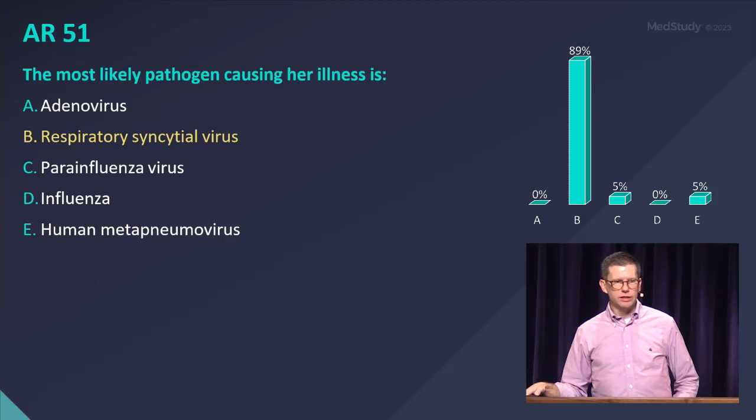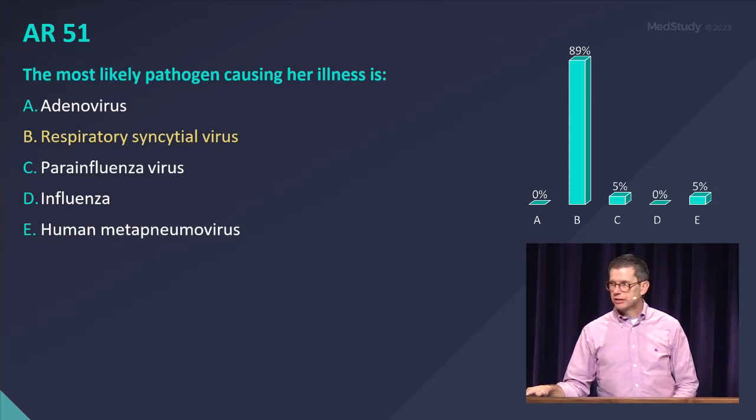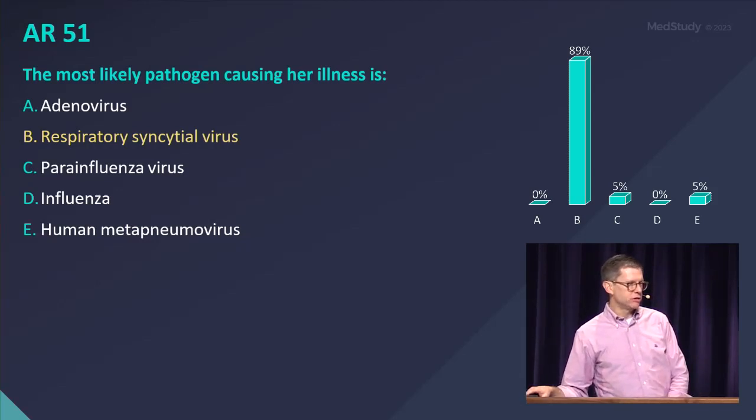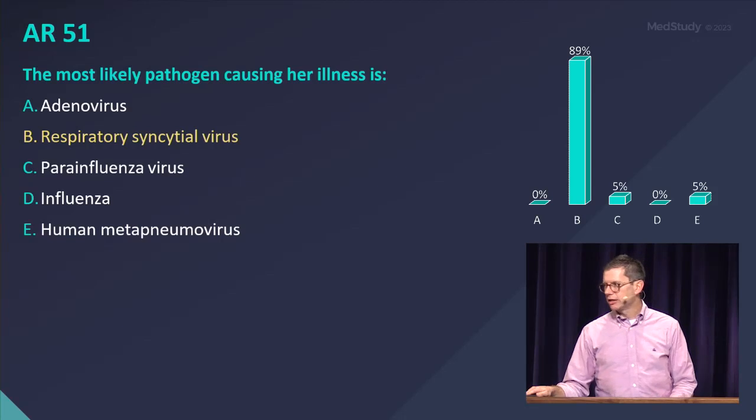All right, so this is RSV, which most of you got. This is fantastic. Adenovirus is going to have conjunctivitis usually, which this kid did not have. Parainfluenza is the causative agent of croup for the most part. While this could be flu or human metapneumovirus, you just need to know that RSV is going to be more common than those.